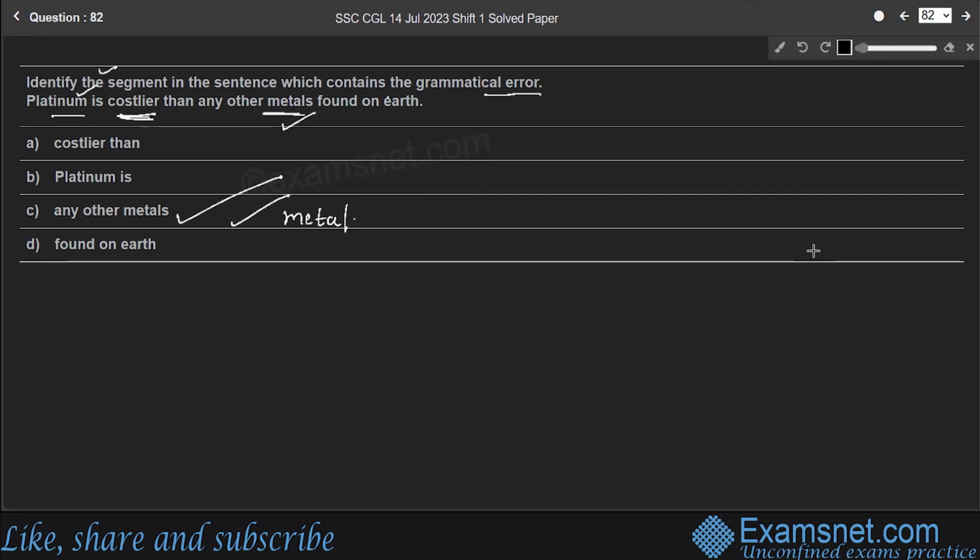So the reason is, if you want, I'll write. So it is costlier. Costlier is in comparative degree. Comparative degree means we are comparing two objects. Therefore, the second object should be a metal, which is in singular form, right? Singular form.